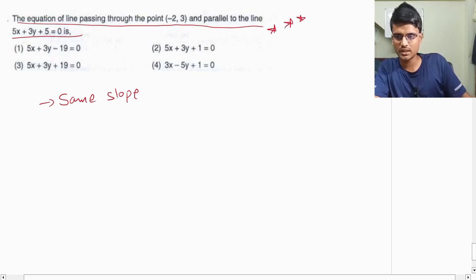So first, that line is parallel to this line. So I need to find the slope of this line, right? So what is the slope? Slope is nothing but minus a by b. So minus 5 by 3. So this is the slope.